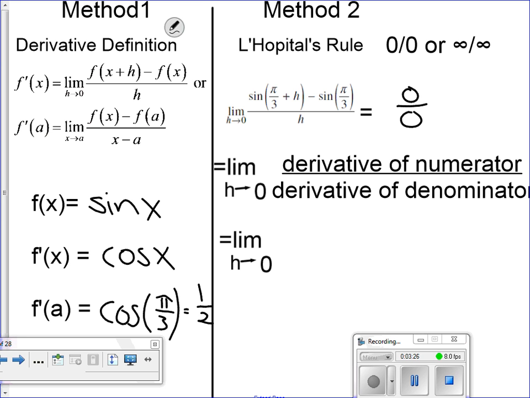So let's try it. Let's start with the derivative of the denominator since that's a little easier. What's the derivative of h if h is the variable? 1. Now let's take the derivative of the numerator. What's the derivative of the first term? Cosine of pi over 3 plus h. Remember, the angle never changes. Then we always do times the derivative of the inside. The derivative of the inside is 1. So you don't have to write times 1. You can. It's not wrong. Okay, so we took the derivative of the sine of pi over 3 plus h.